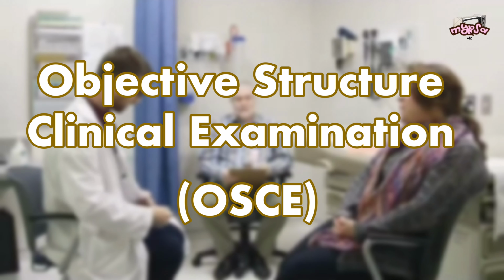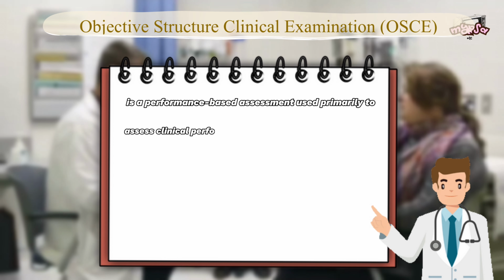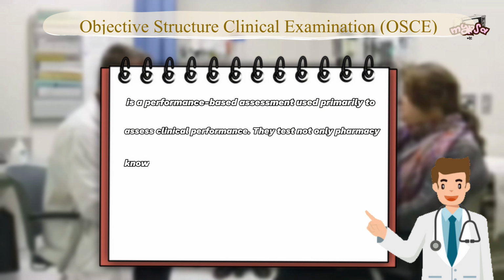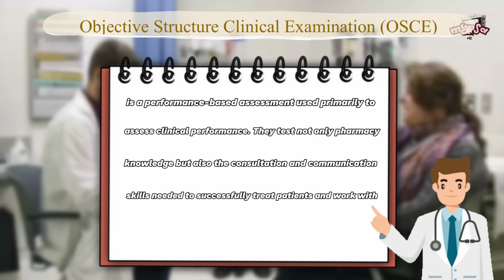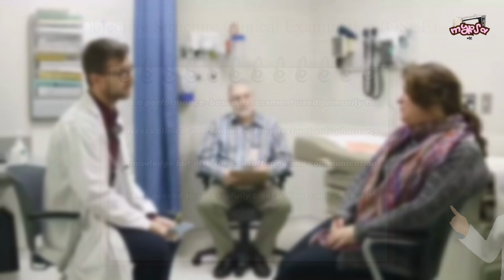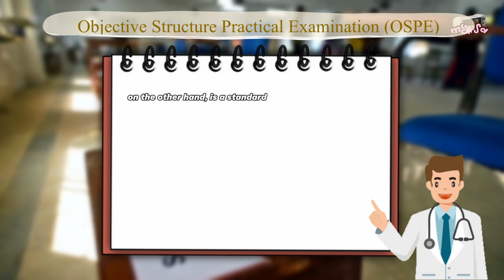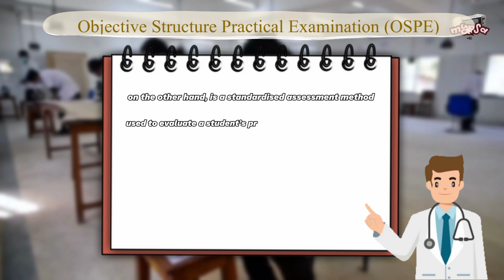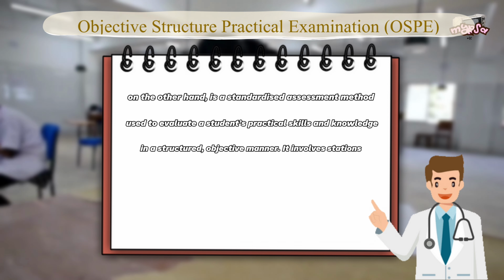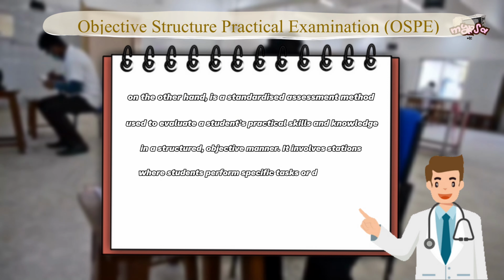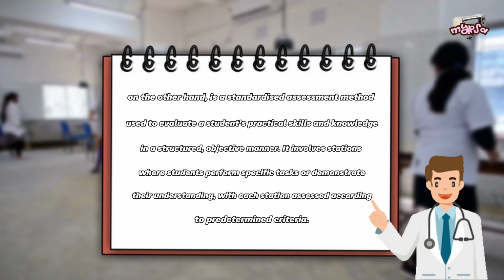OSCE, or Objective Structured Clinical Examination, is a performance-based assessment used primarily to assess clinical performance. It tests not only pharmacy knowledge, but also the consultation and communication skills needed to successfully treat patients and work with other healthcare professionals. OSPE, or Objective Structured Practical Examination, on the other hand, is a standardized assessment method used to evaluate a student's practical skills and knowledge in a structured, objective manner. It involves stations where students perform specific tasks and demonstrate their understanding, with each station assessed according to predetermined criteria.